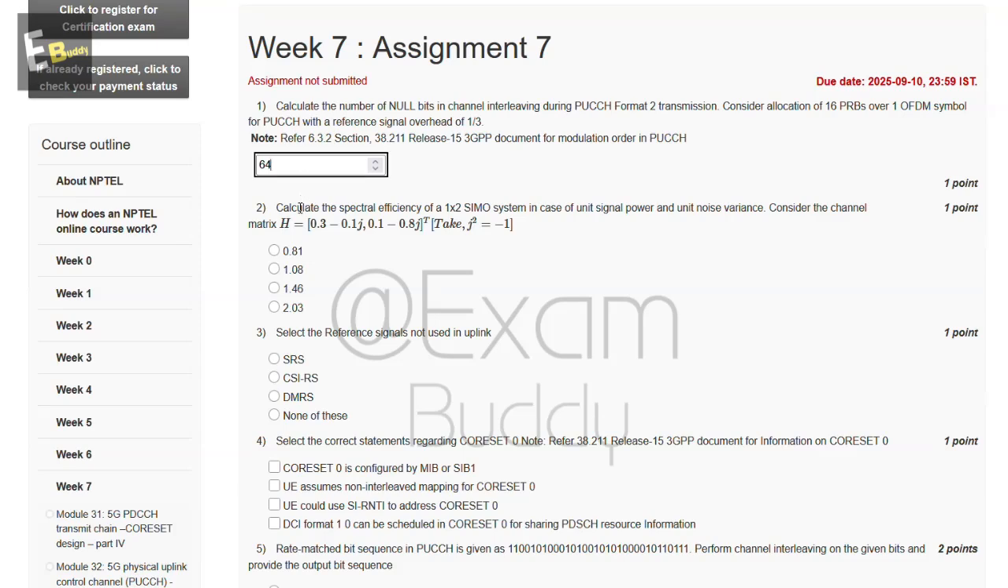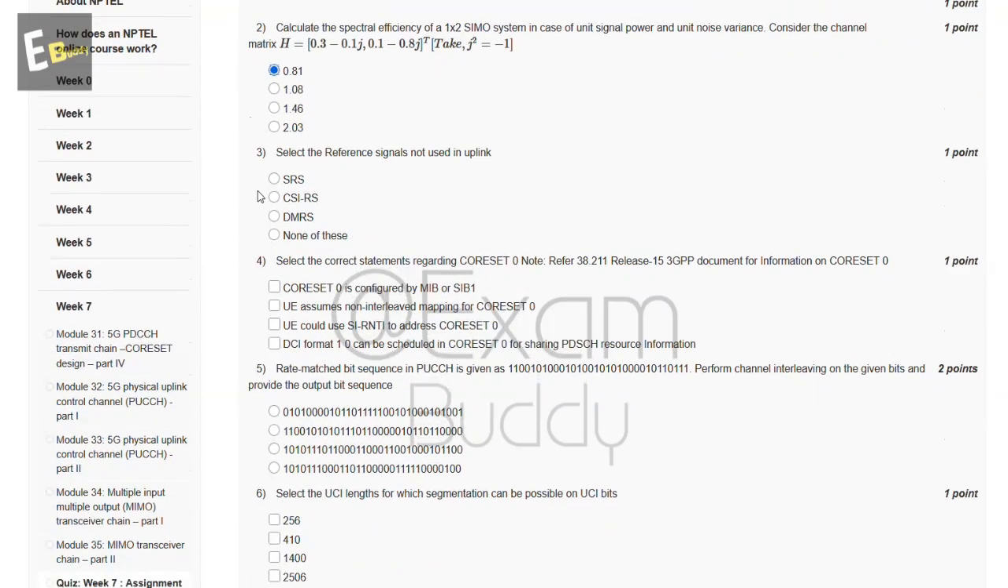Now the second question is calculate the spectral efficiency of a 1x2 SIMO system in case of unit signal power and unit noise variance. Consider the channel matrix H as shown. So these are the options and the answer of our second question is 0.81. Now the third question is select the reference signals not used in uplink. So these are the options and the answer of our third question is B.